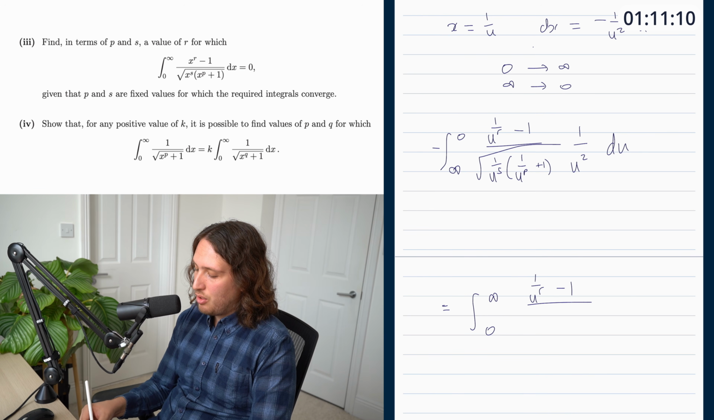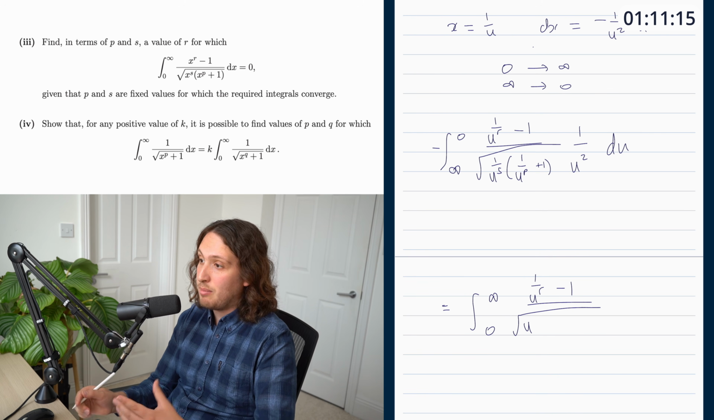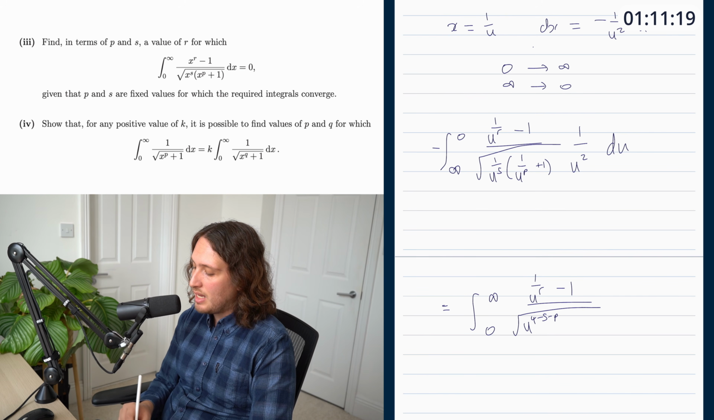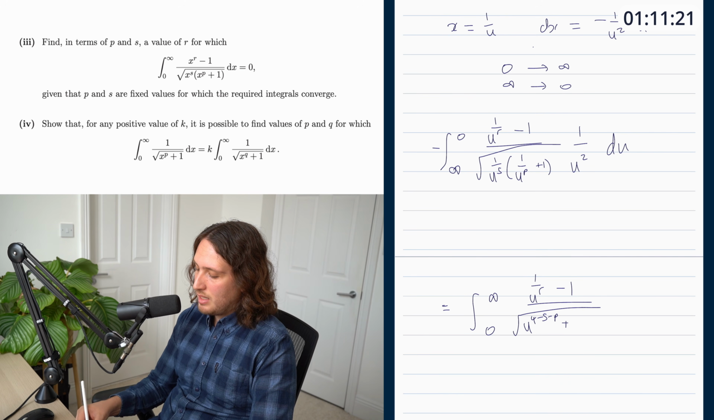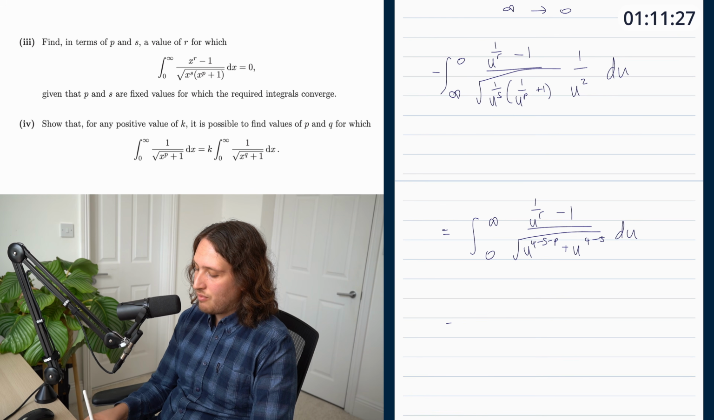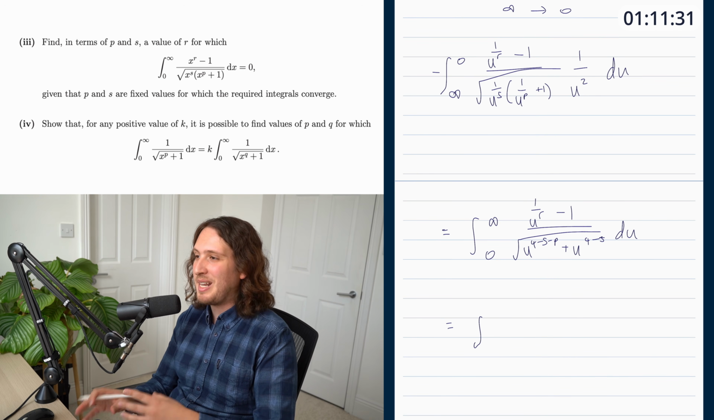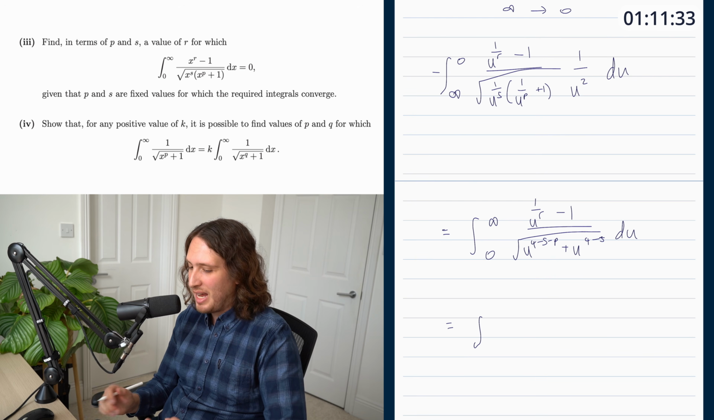And I will bring the 2 in. So if I bring the 2 in, I've now got u to the, well, when it goes in, it becomes a 4. 4 minus s minus p plus u to the 4 minus s. And I don't like these nested fractions, and I'm starting to think maybe I'm going to try to make this minus itself rather than literally what we had in part 1.